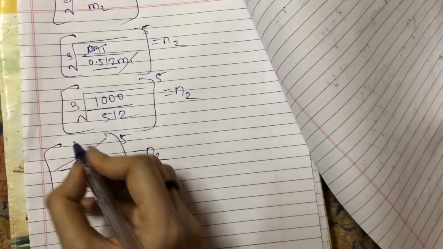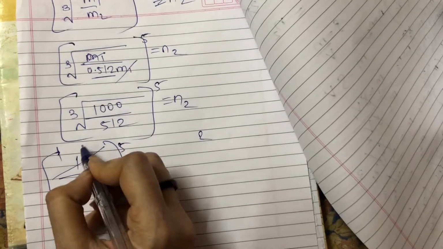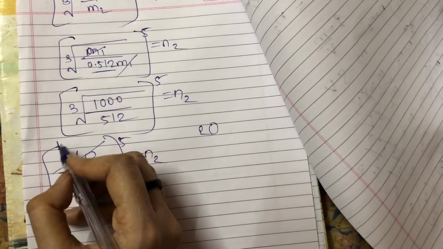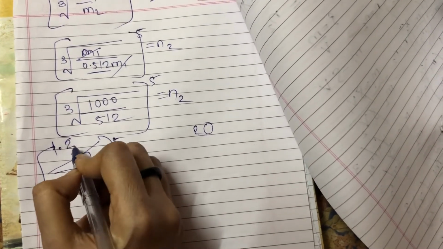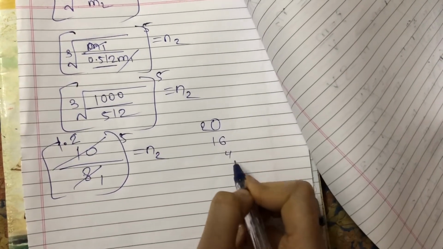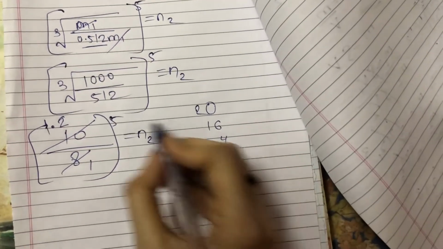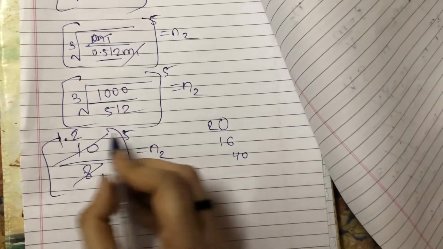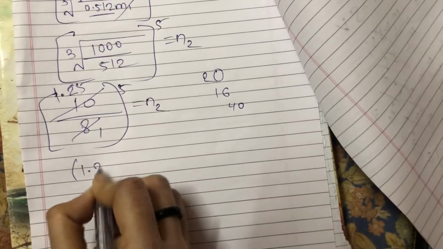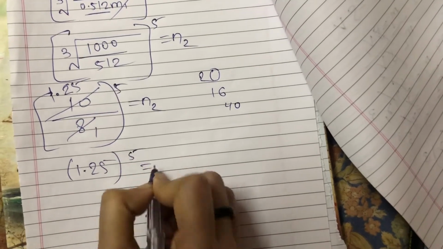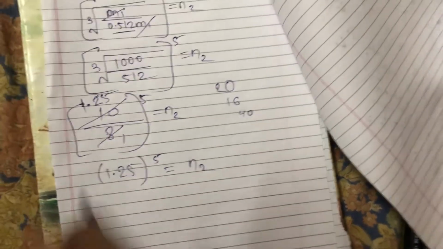8 ones are 8. 2 remains. Because of the point it becomes 20. 8 twos are 16. 20 minus 16, 4 remains. Because of the point that becomes 40. 8 fives are 40. So now it is 1.25, raised to the power of 5.